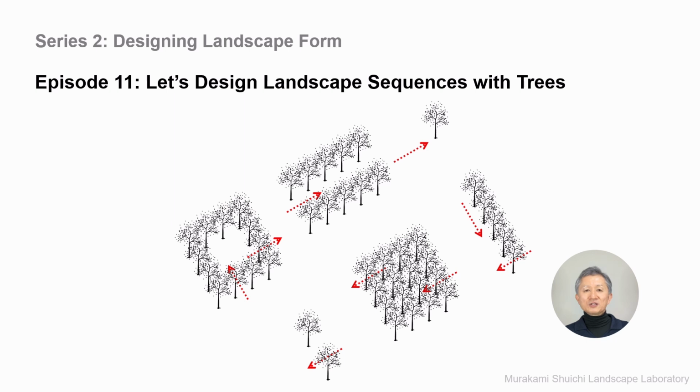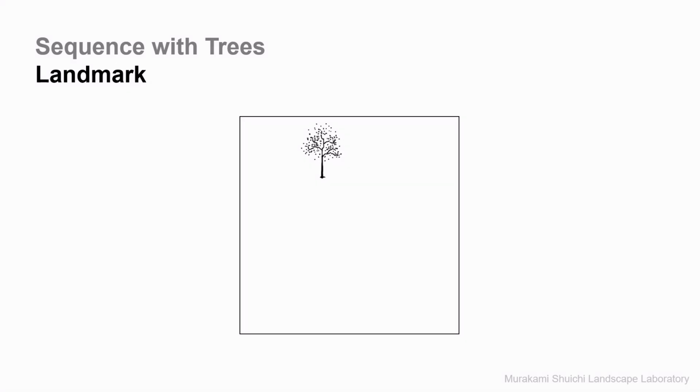Trees have appeared in several earlier episodes, but today's discussion builds in particular on the ideas from episode 6, composing spaces of columns and canopies with trees. If you are interested, you may find it helpful to watch episode 6 as well. Let us now look at the basic forms of landscape sequences created with trees one by one.